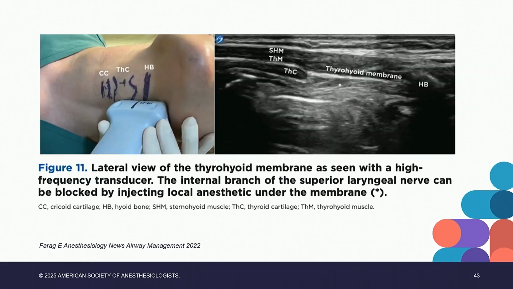Here you have the probe visualizing the thyroid cartilage and hyoid bone, and then you can move it just a little bit lateral. You are going to find the thyroid cartilage, hyoid bone, and thyrohyoid membrane. Using an in-line, out-of-plane approach in real time, you can go with the needle here, pierce the thyrohyoid membrane, aspirate, and inject the local anesthetic. It takes less than 2 minutes to do the superior laryngeal nerve block.